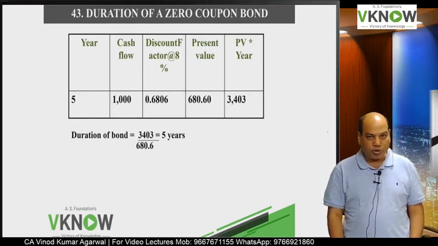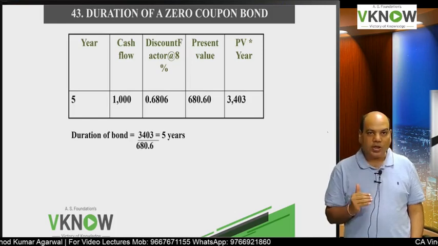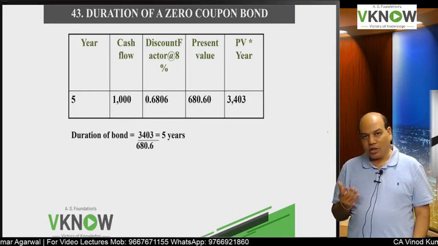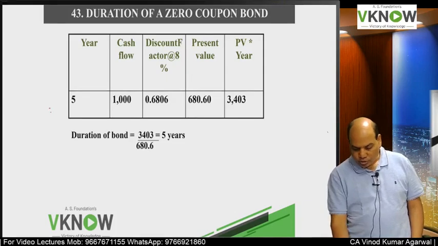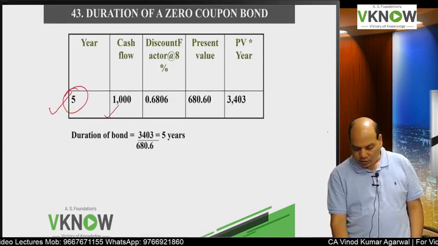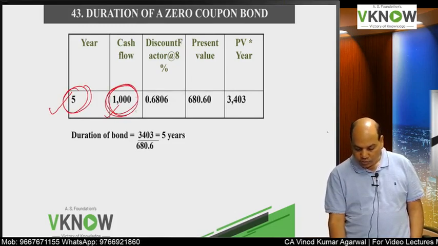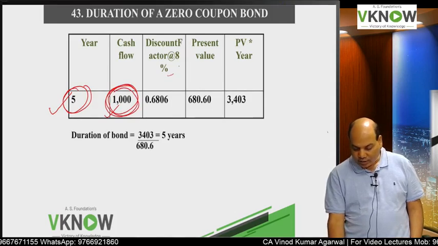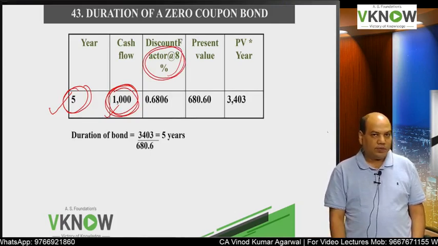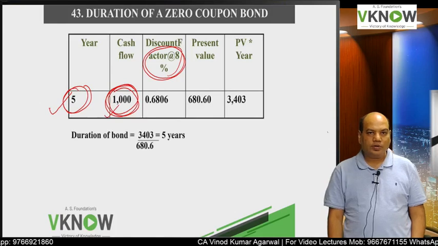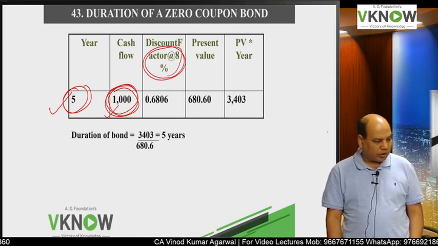So please write down in your book, if you have the book, or if you have not taken the printout, then you can write in notebook. So write down answer 43, but first you have to also write this question. It's a 5-year zero coupon bond whose face value is 1000 and the required return of the investor is 8%. Find out its duration.